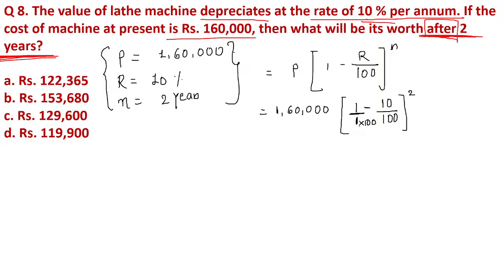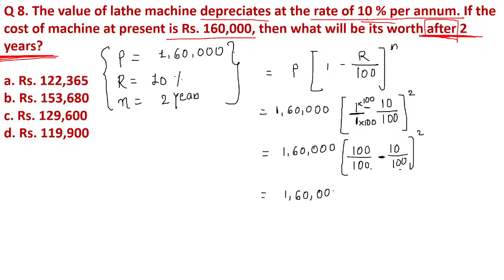So to make the denominator the same, I have multiplied the denominator with 100. The rule is you have to also multiply the same number in the numerator as well. So 1,60,000 into (100 upon 100 minus 10 upon 100). Now look here, the denominators are the same on both sides. Here it is 100 and here also it's 100. So now we can directly carry out the subtraction, right? So 1,60,000 into (100 minus 10). What will that give us? 90. 90 upon 100, the whole raised to 2.